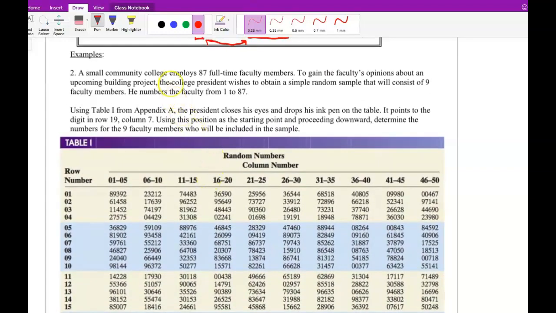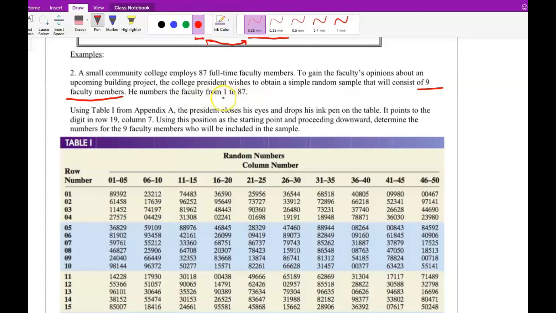A small community college employs 87 full-time faculty members. To gain the faculty's opinions about an upcoming building project, the college president wishes to obtain a simple random sample that will consist of 9 faculty members. He numbers the faculty from 1 to 87.